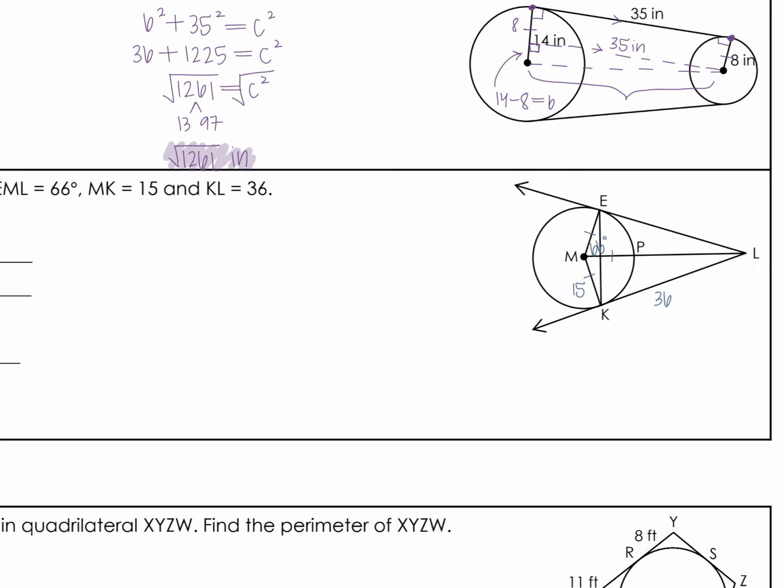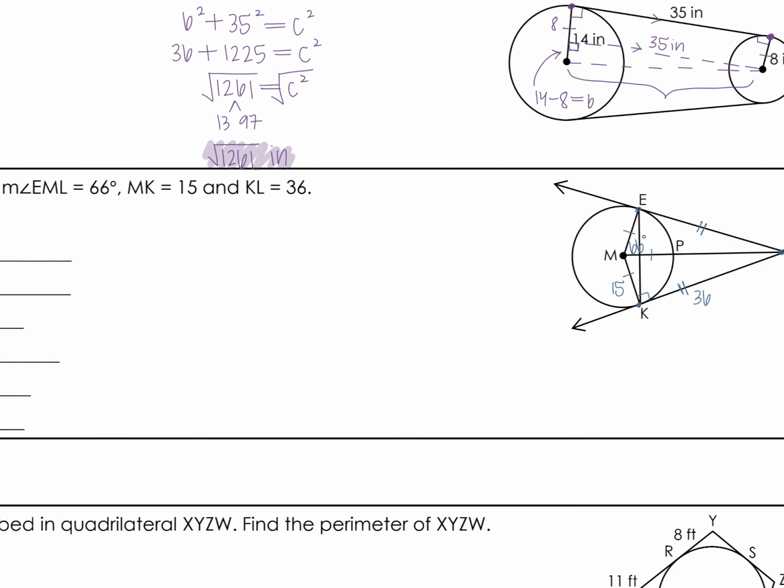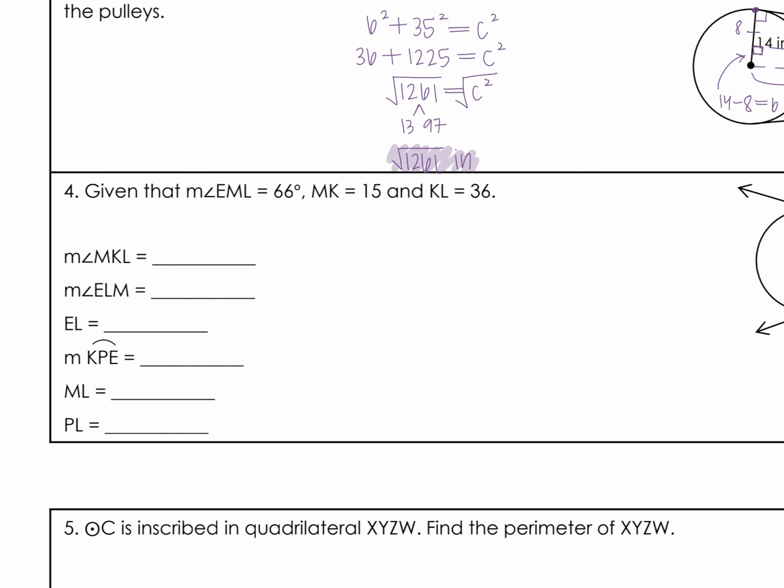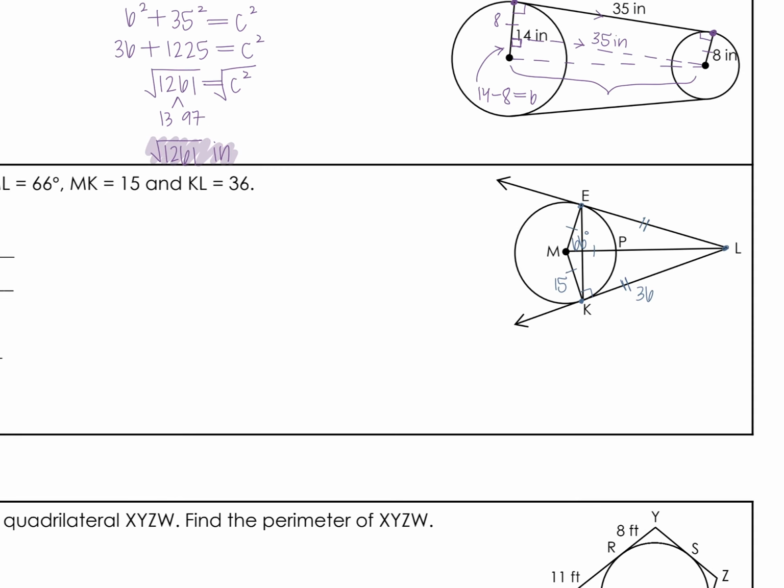And so that is going to be from a point of tangency to an exterior point. So over here from E to L, I can say is also going to be congruent to that 36. We are asked to find the measure of angle MKL. That angle here, I did already mark as a right angle, so that's going to be 90 degrees for that answer.